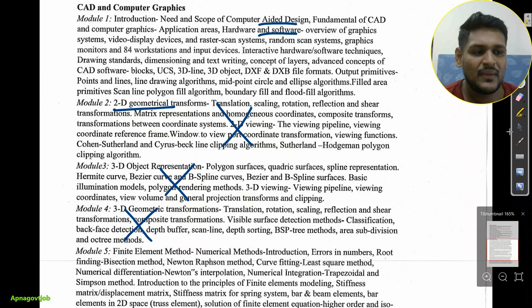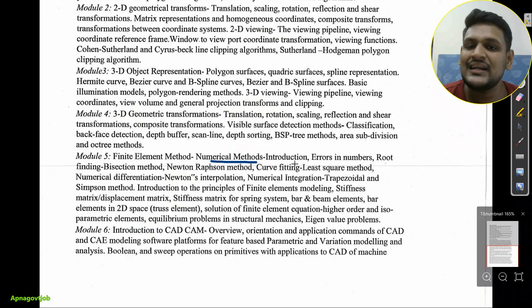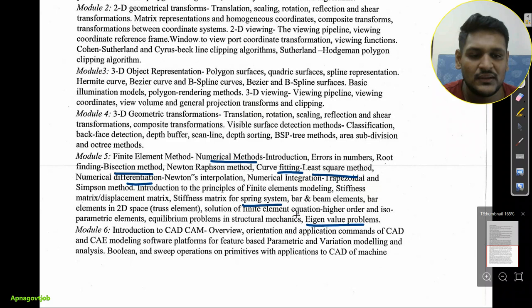So from here you can do numerical method introduction, error in number, root finding, bisection method, Newton Raphson, curve fitting, least square method, this thing you can do. Okay, then Newton differentiation also you can do. Then for spring system, stiffness matrix is also important, eigenvalue problems also you can do. Okay, and last, CAD CAM introduction overview. So this module you can do, module 6. Other things just you can skip, there is no problem in that.